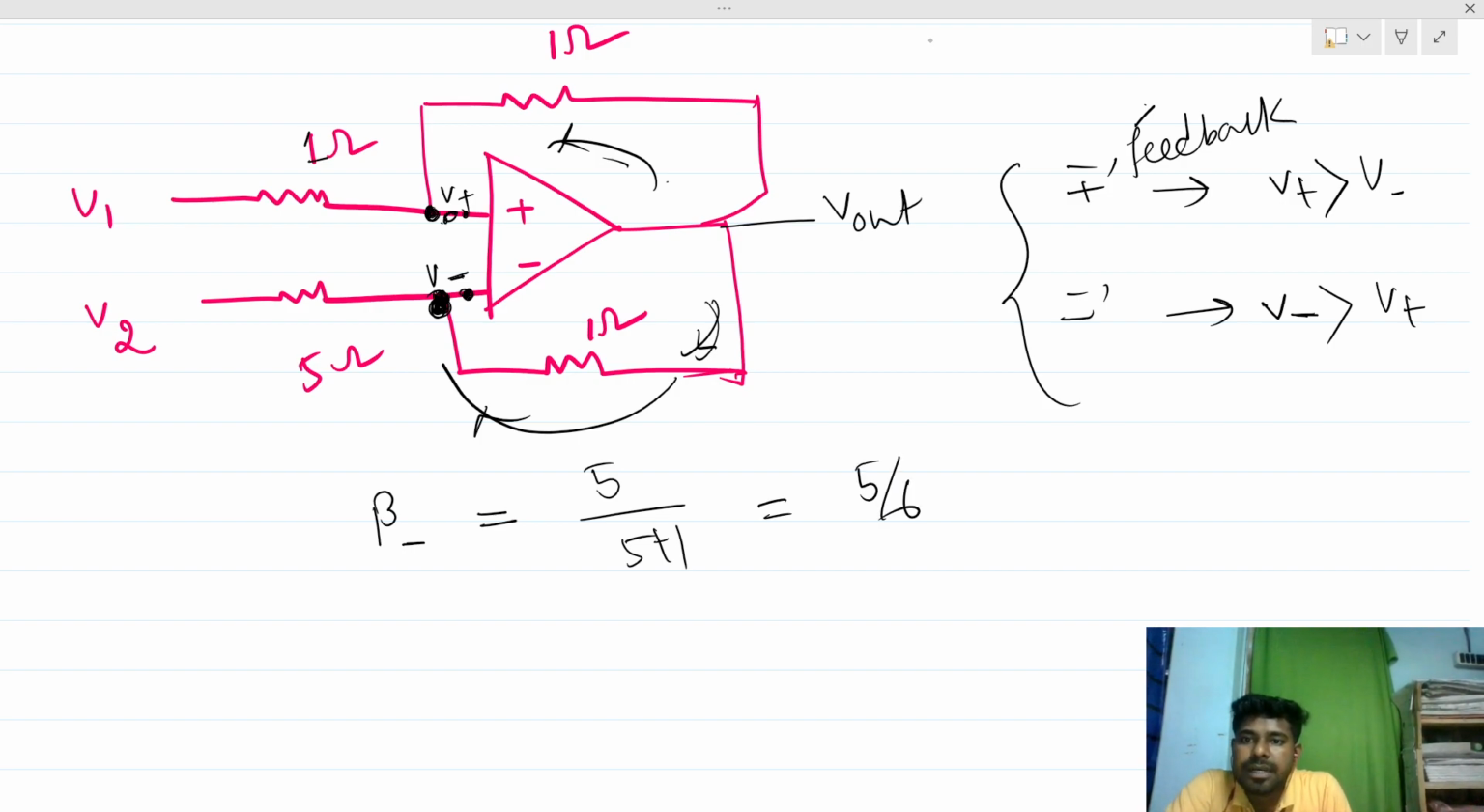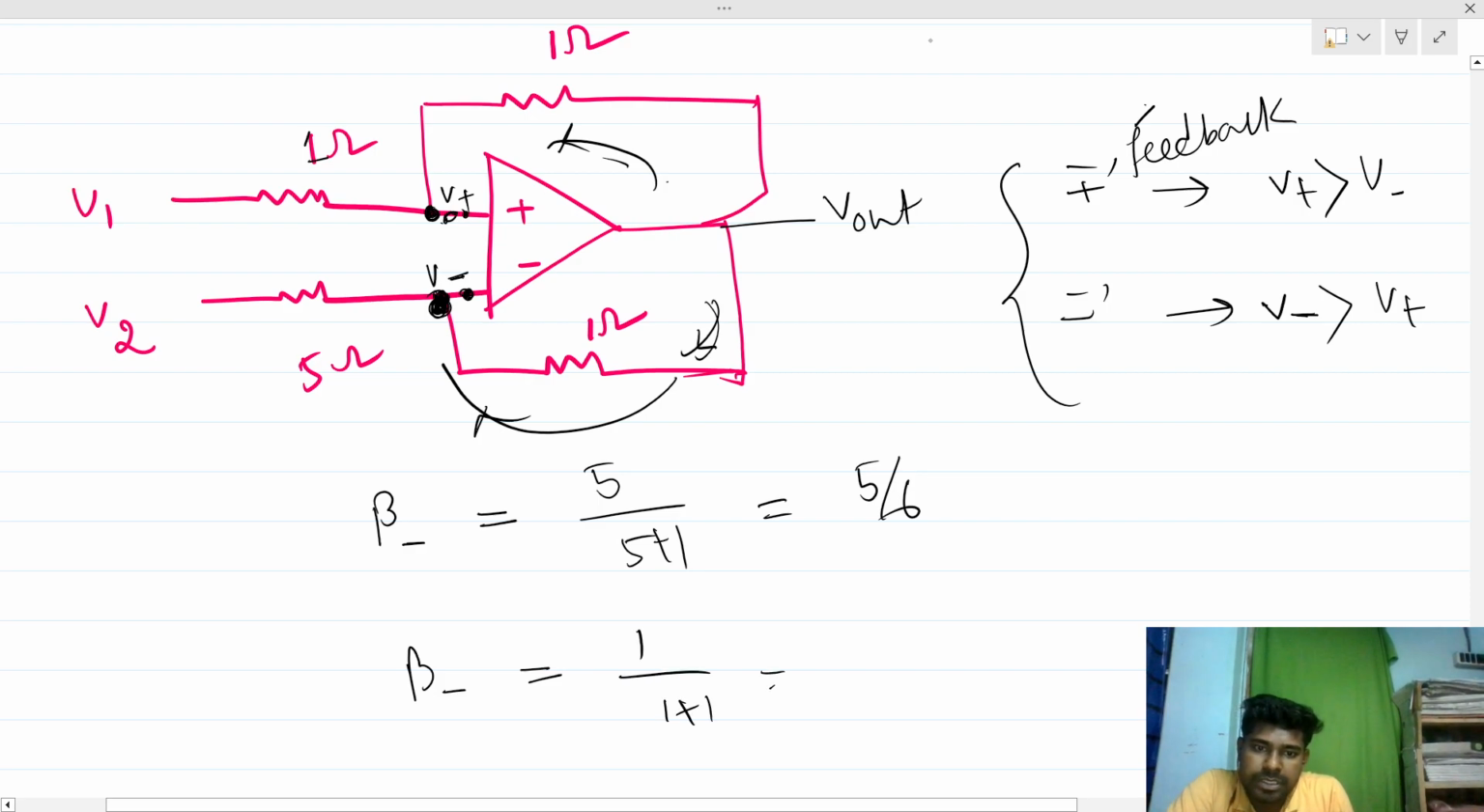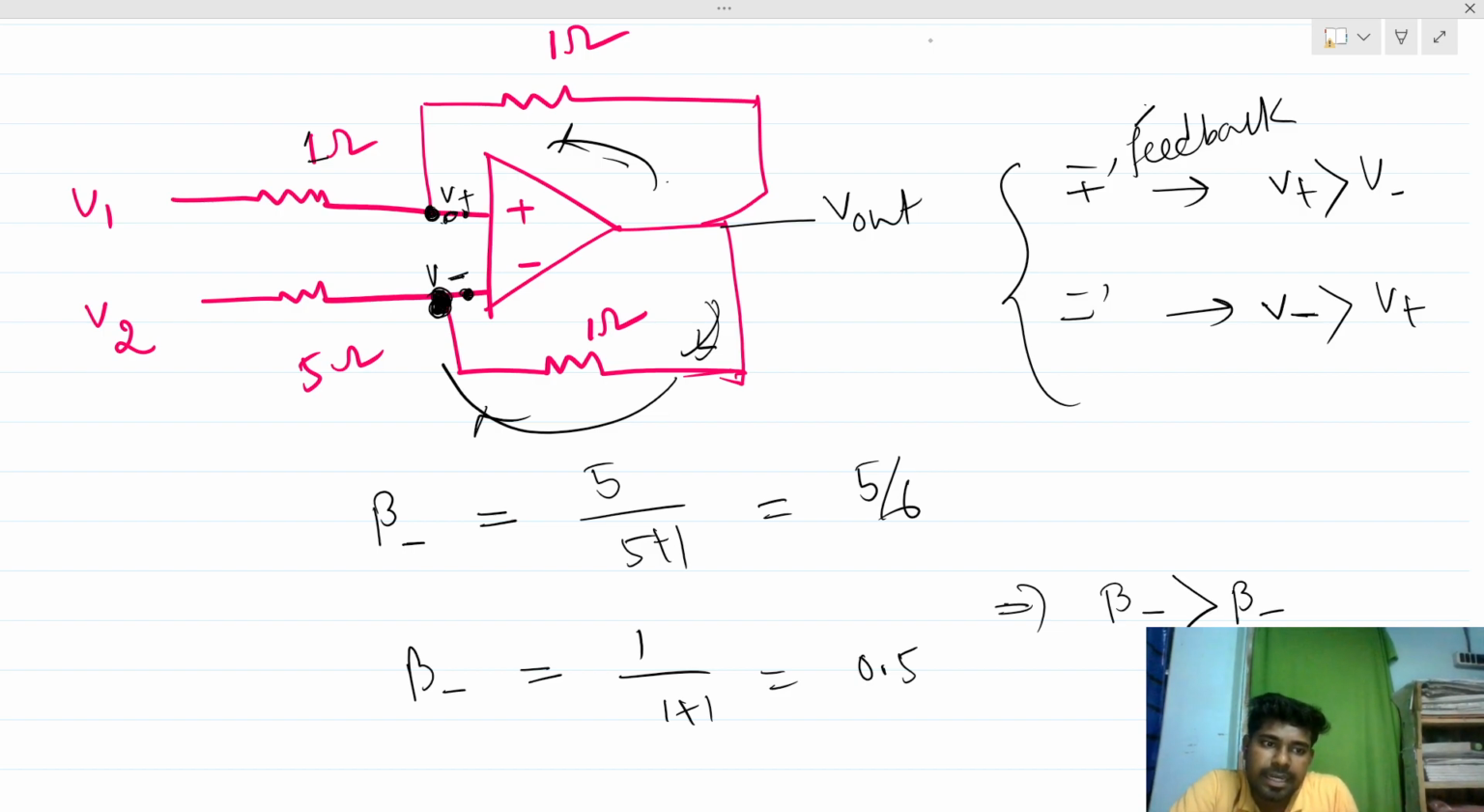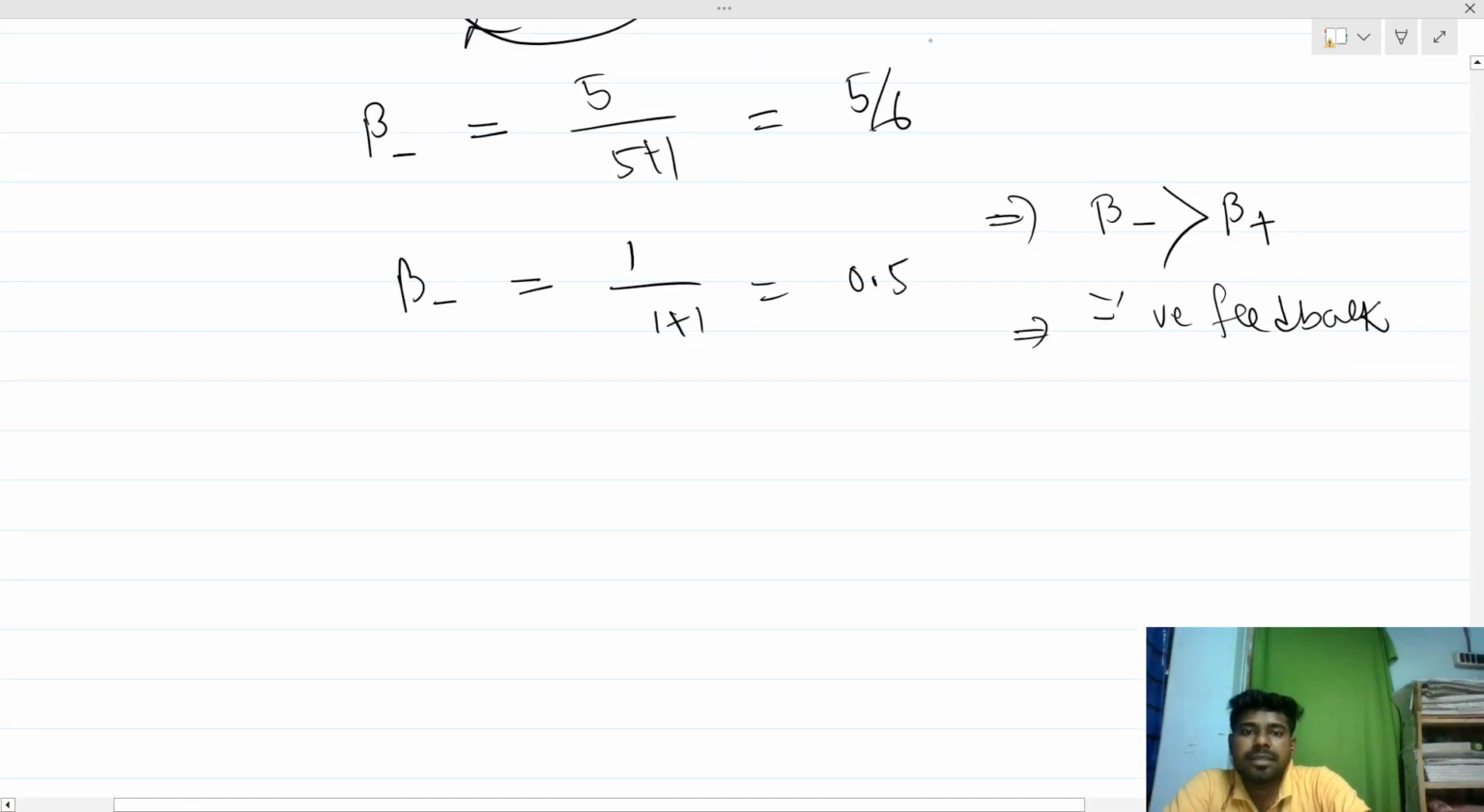Now what will be the feedback factor at the positive terminal? This will be 1 divided by 1 plus 1, so this is half. So this implies that the feedback factor at the negative terminal is greater than the feedback factor at the positive terminal. Okay, so this implies that there is a negative feedback present. The op amp is in negative feedback. So now for negative feedback, the problem becomes easy because this is an ideal op amp.